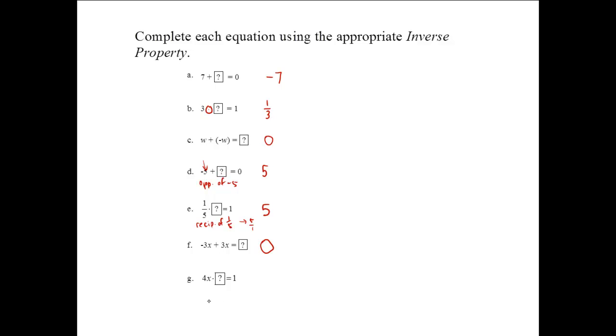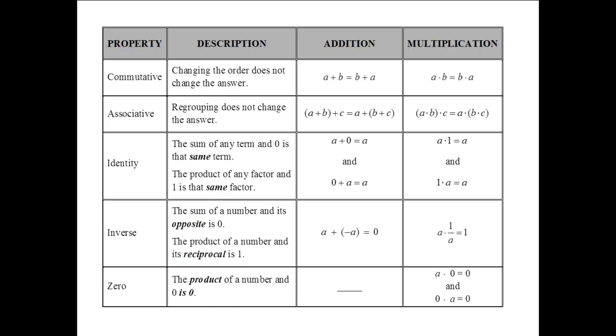And in part G, 4x times what quantity gives us 1? Since that's multiplication, the answer is the reciprocal of 4x, which is 1 over 4x. Some people say 1 over 4x. That's really 1 divided by 4x. Now on this last page, we have a summary of the different properties that we have looked through in this section.